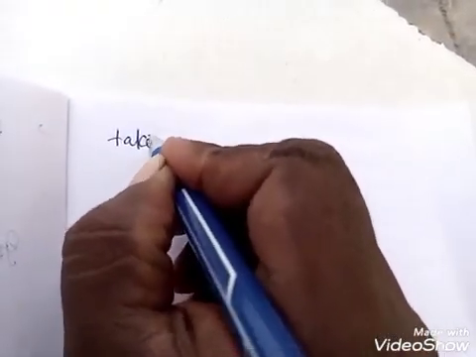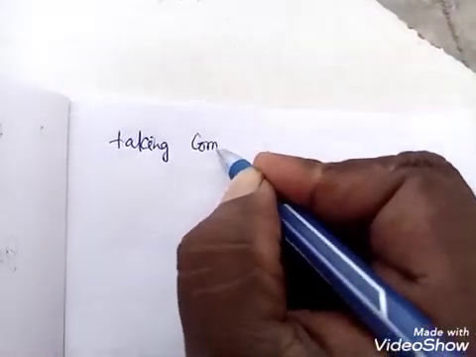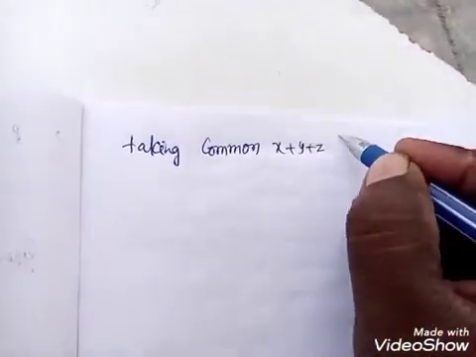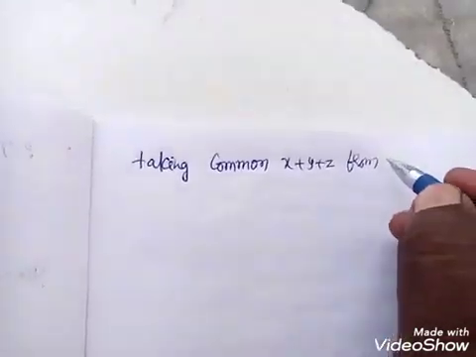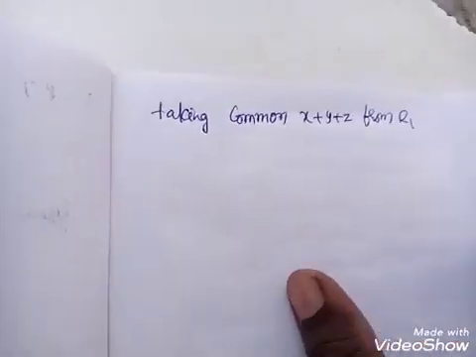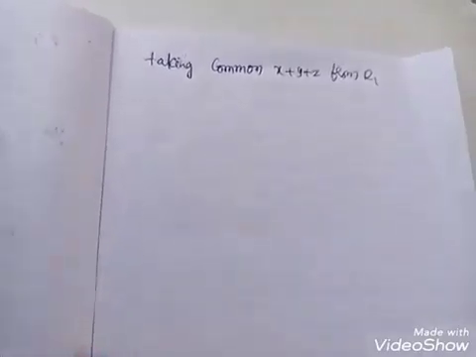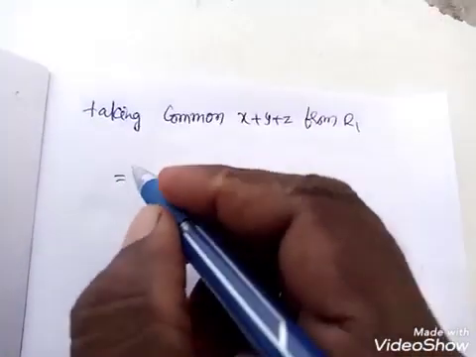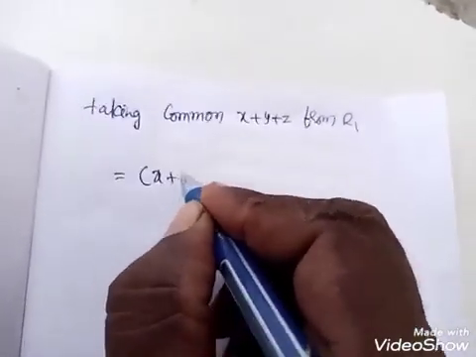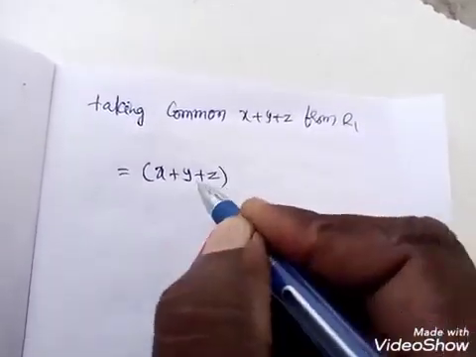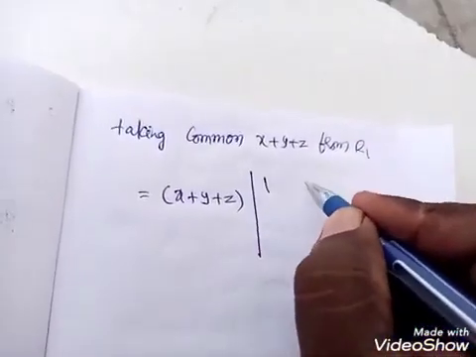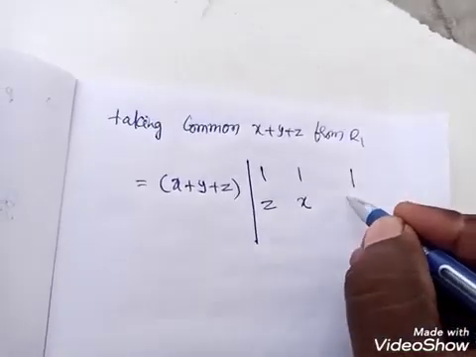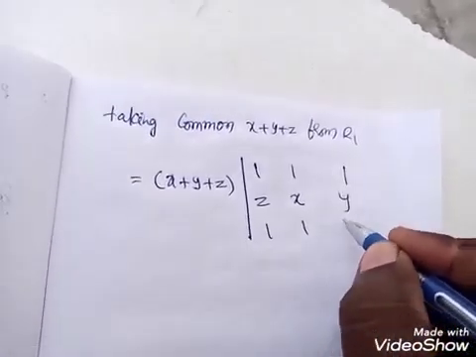That's why here we write: taking common x plus y plus z from R1. Clearly you have to mention. Many people do not write what operation they are doing, they do it directly, but if you write these steps, it becomes very good and impressive. That is x plus y plus z taken common from the determinant: 1, 1, 1; z, x, y; 1, 1, 1.